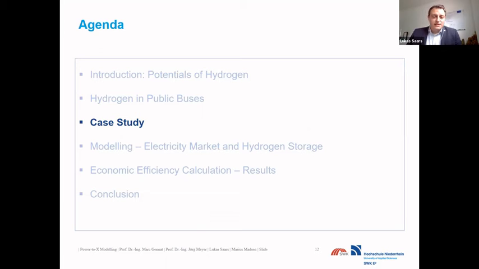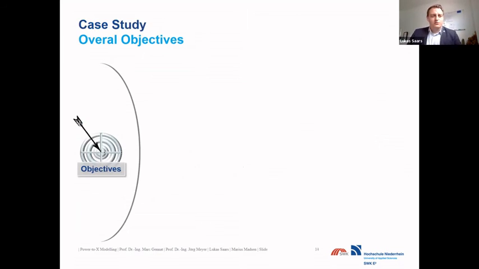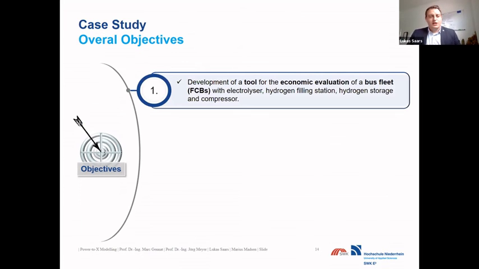Now I would like to present the case study and the associated assumptions we made in the case study. I want to start with the overall objectives. First, we developed a tool for the economic evaluation of the bus fleet with the electrolyzer, with hydrogen filling station, with hydrogen storage and compressor. And we take into account the investments and the operation costs for all of these components. And here the net present value method was used in the tool. The assumptions on investments and other key figures can be changed variably in the tool to keep the tool dynamic.